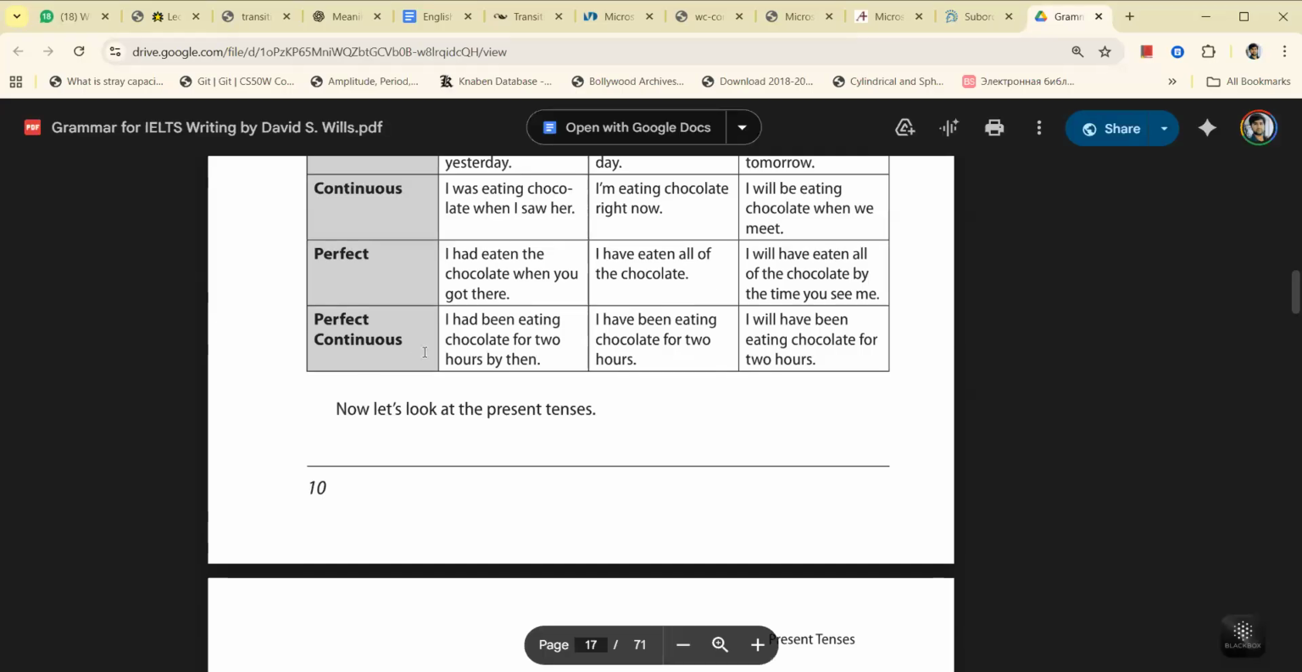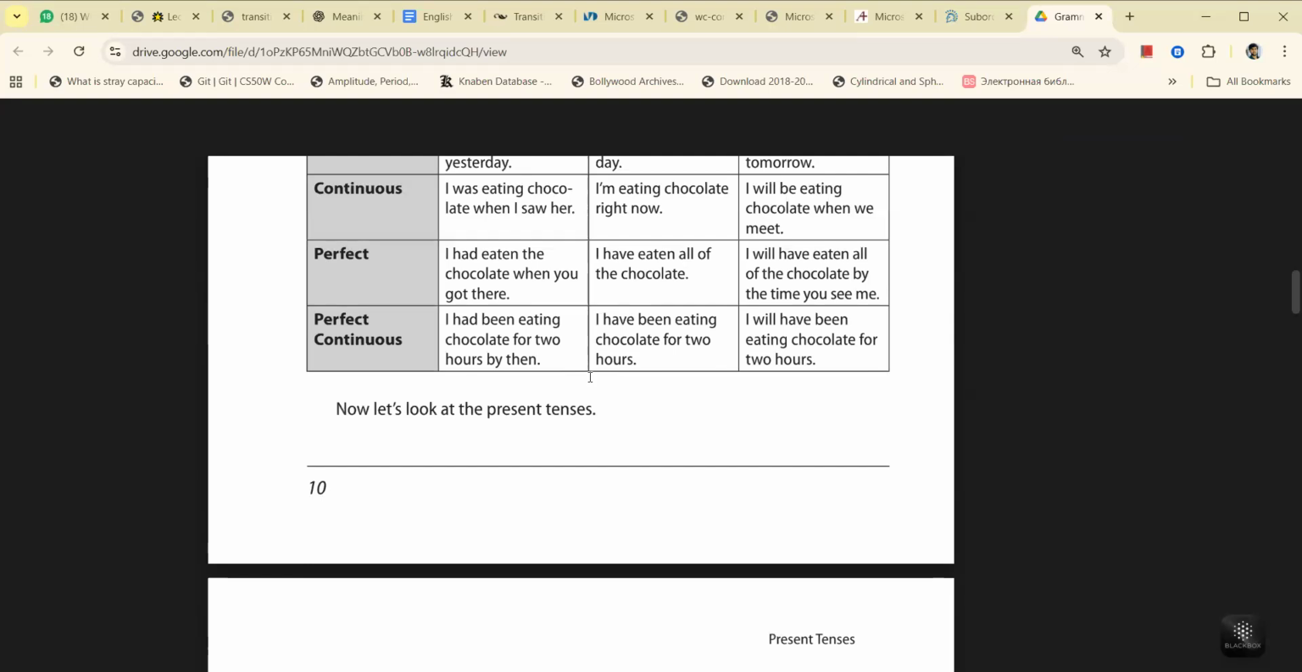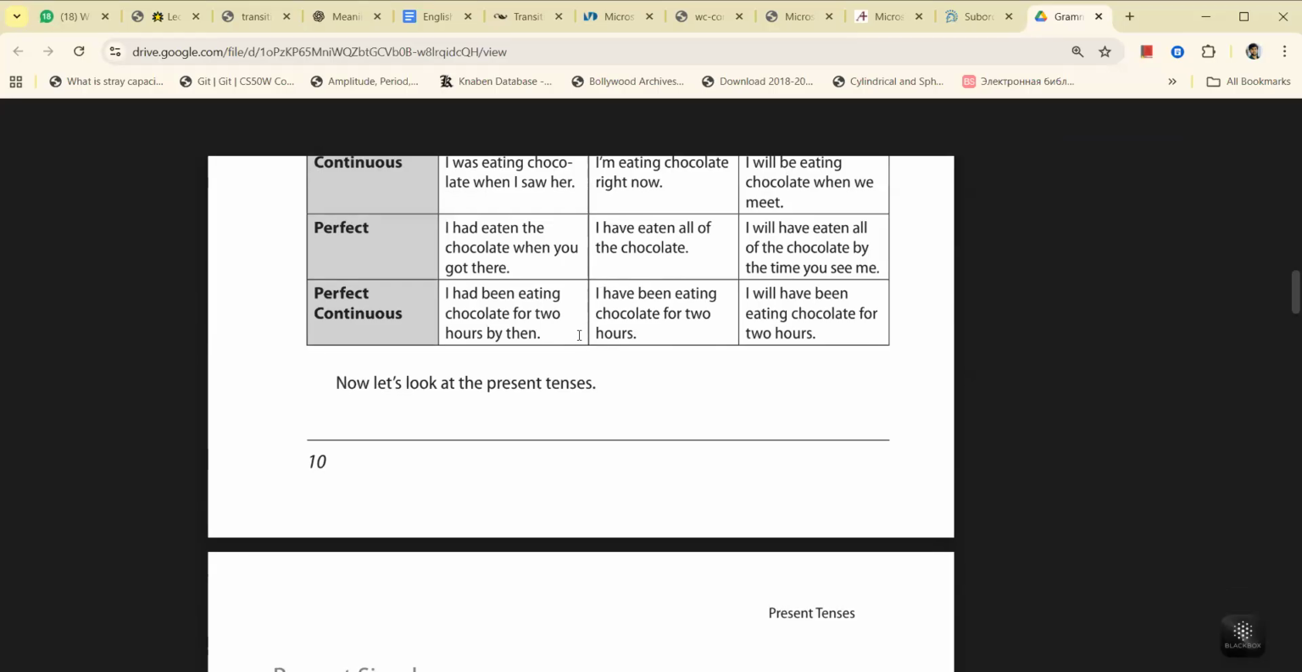Okay. Perfect. I had eaten the chocolate when you got there. I have eaten all of the chocolate. I will have eaten all of the chocolate by the time you see. So now you see how the perfect tense is used for past, present, and future.